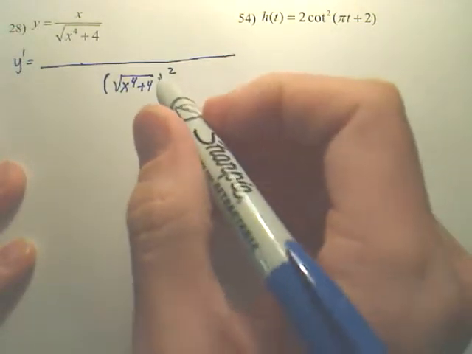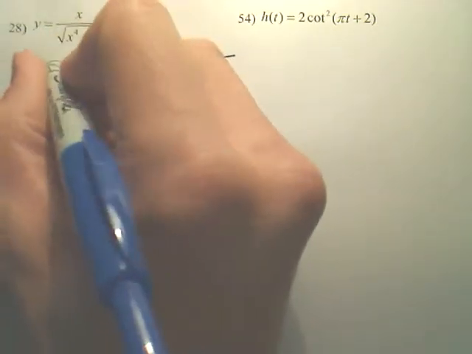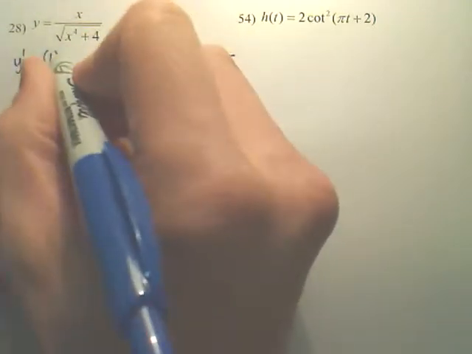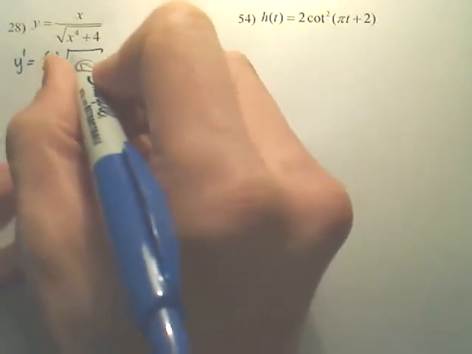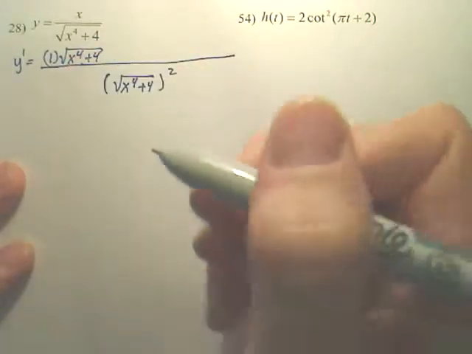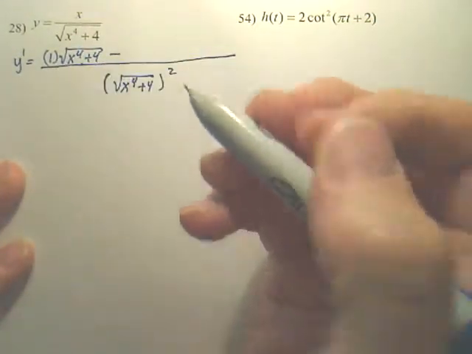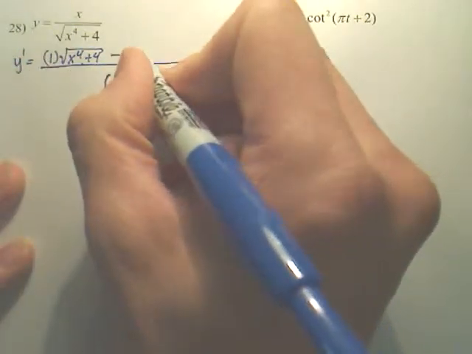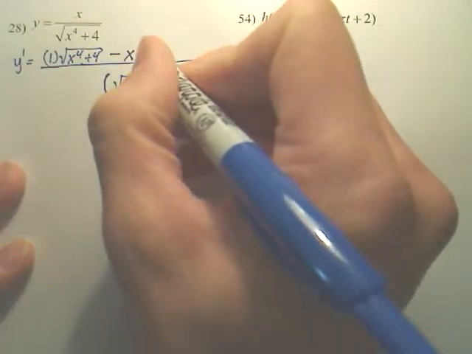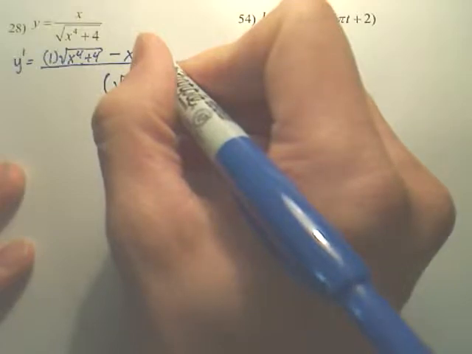Yeah. The top, you derive the top, which is 1. Leave the bottom. Okay. That's the first piece. Minus. Leave the top. And then derive the bottom. And here's where it gets ugly.